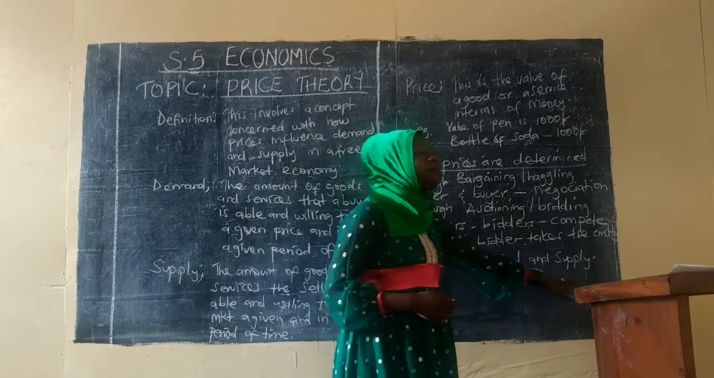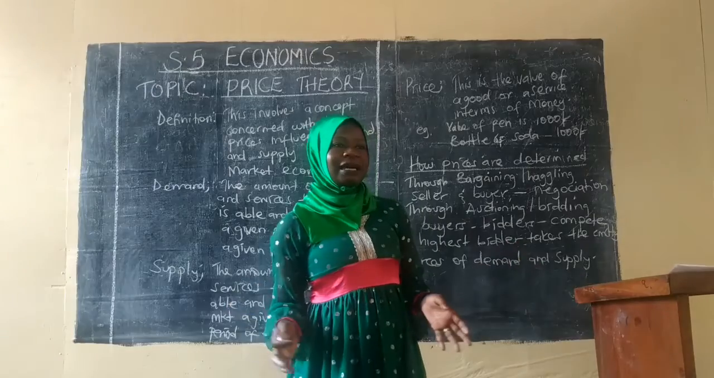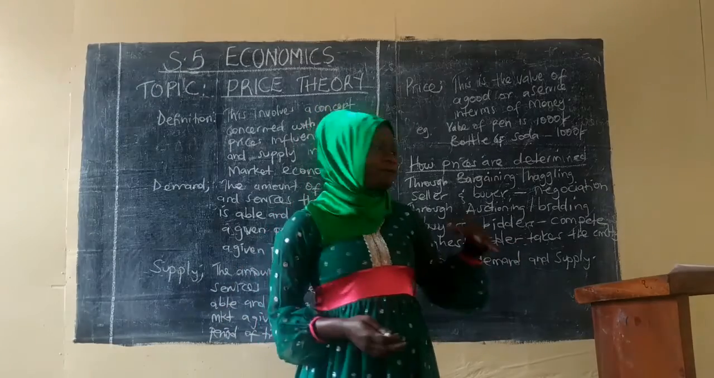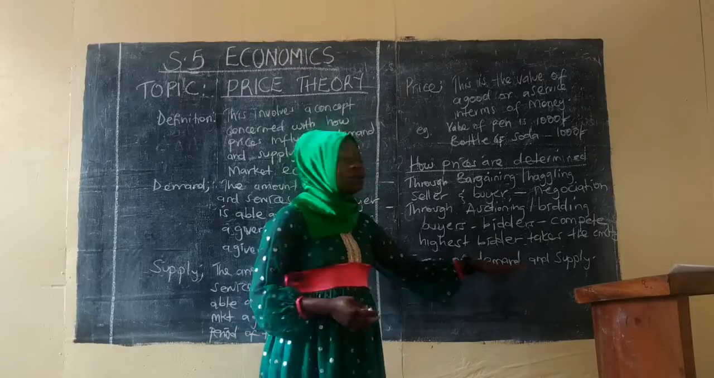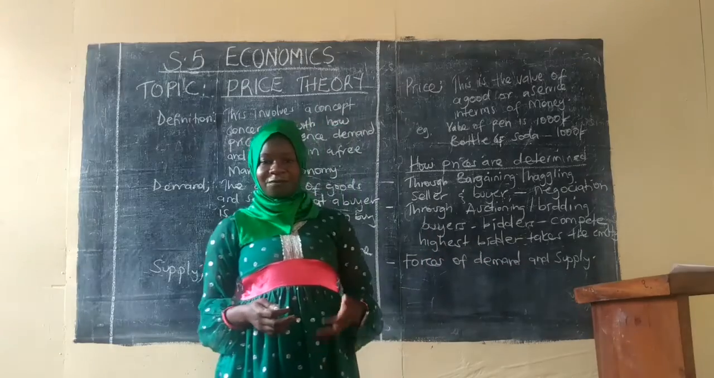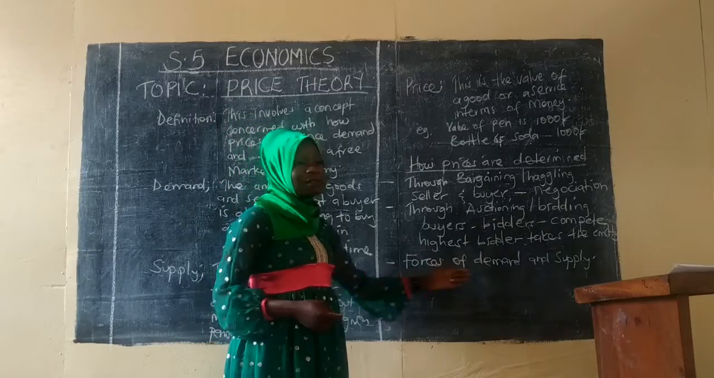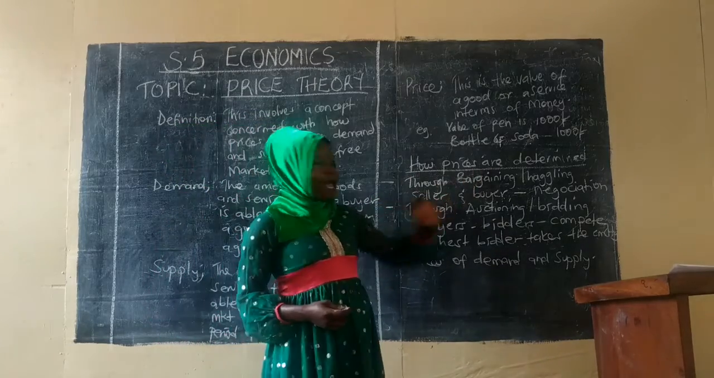And then when we go to supply, when we have very many goods on the market, an excess of goods, every seller will be willing to sell off his commodity very fast. And the only way to sell off the commodity is by reducing the price for that commodity. So the forces of demand and supply are also one way of how prices are determined.